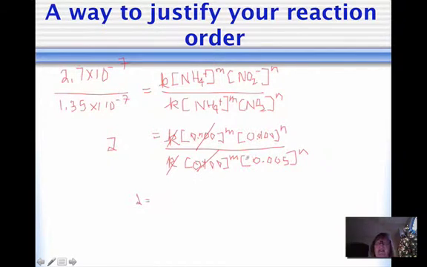So 2 is equal to 2 raised to the n. So therefore, n must be 1. It's first order. All right, so this is just a way to justify your reaction order. There's lots of these justification practices in your book, and we can practice it also in class. So that's a way to justify your answer or to figure out your reaction order if you just can't tell from looking at the data.